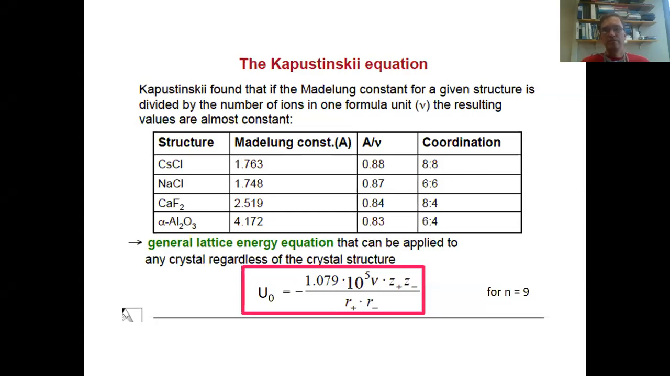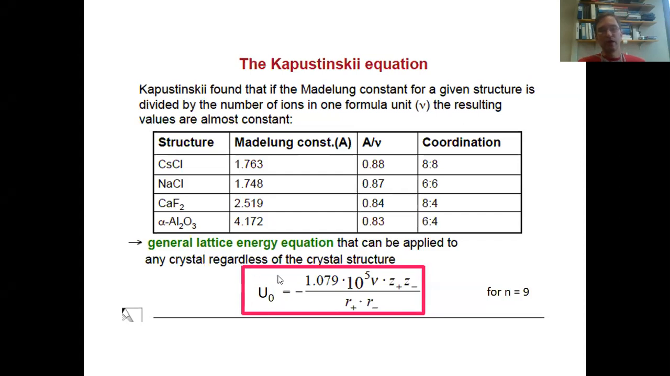Okay, so let's move on. In the last class, we started to look at ionic bonding, and we derived an important equation, which is called the Kapustinski equation. With the help of the Kapustinski equation, we can calculate lattice energies by pretty simple means.